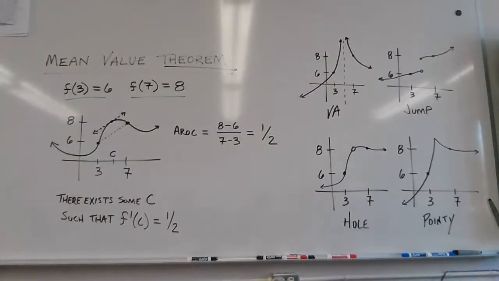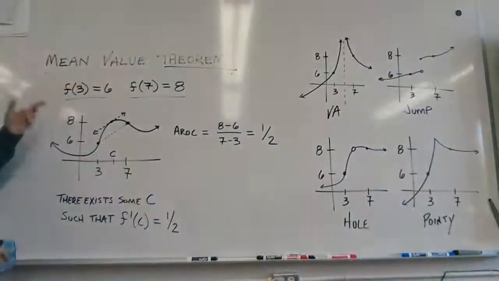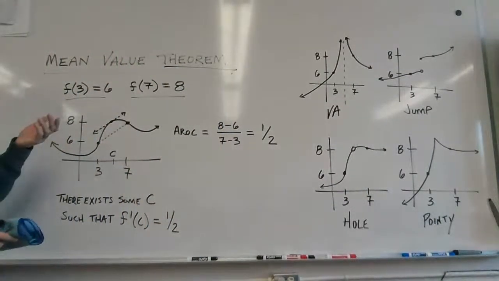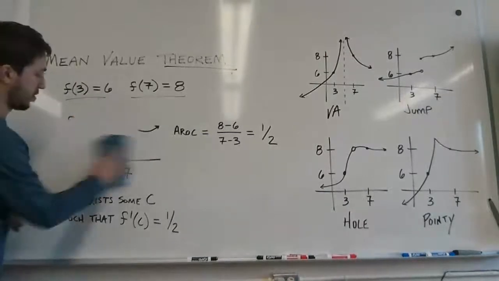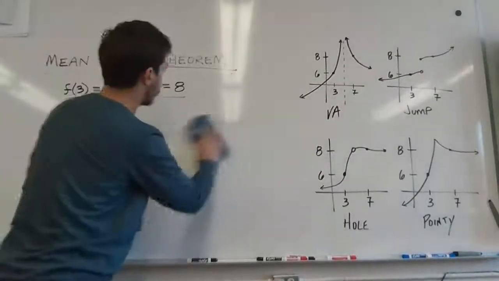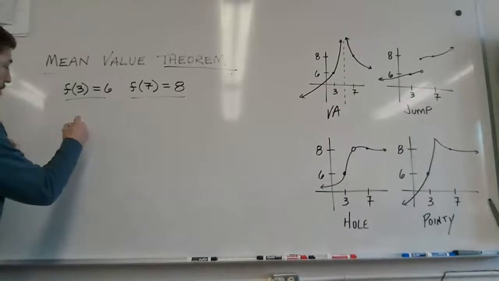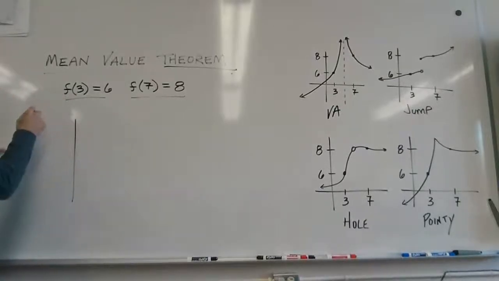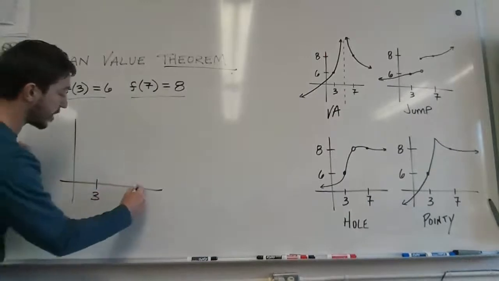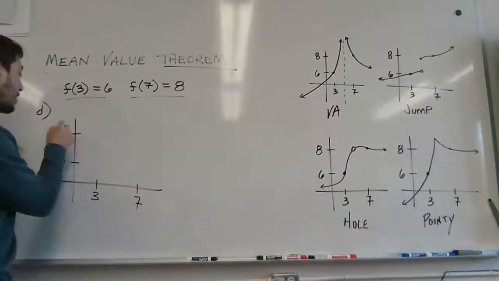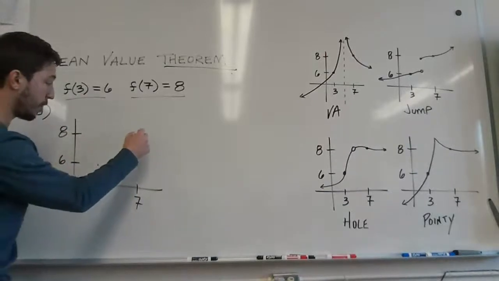Okay, so D is, could there be more than one C value? If so, sketch the graph. I'm going to do the same graph, but what if there could be 3 positions where the derivative equals the average rate of change? Okay, so could there be more than one C value? Of course. Between 3 and 7, the key is what if your curve has multiple Humpty Dumpties on it, or wavies?